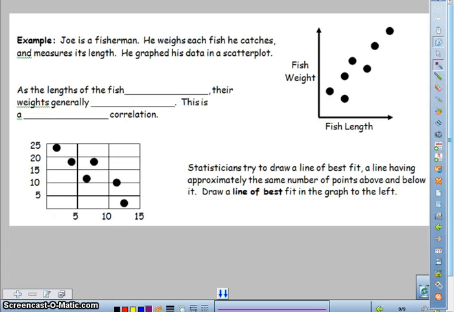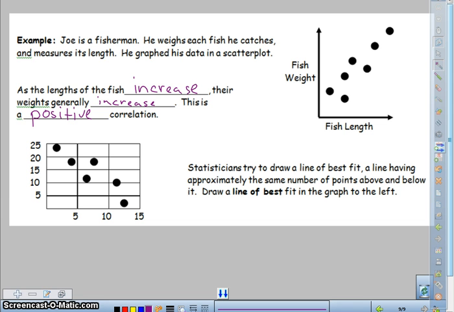All right, so here's the example. Joe is a fisherman. He weighs each fish he catches and measures its length. He graphs his data in a scatter plot. Now, we have determined that as the lengths of the fish increase, their weight generally increases. Makes sense. The longer the fish is, the more it probably weighs. So when you look at this, that would be a positive correlation.